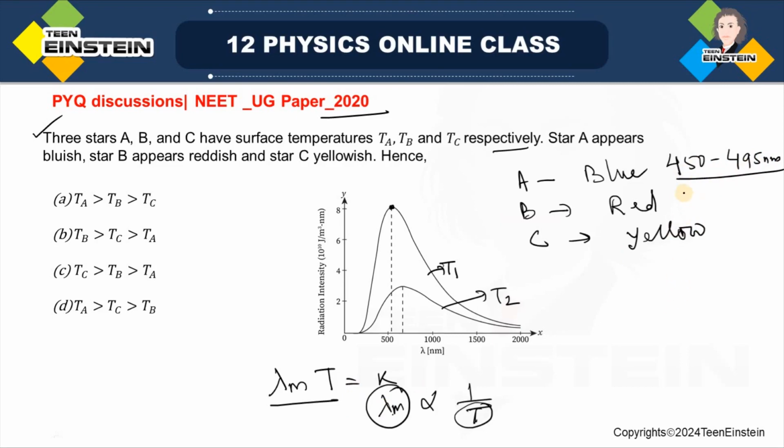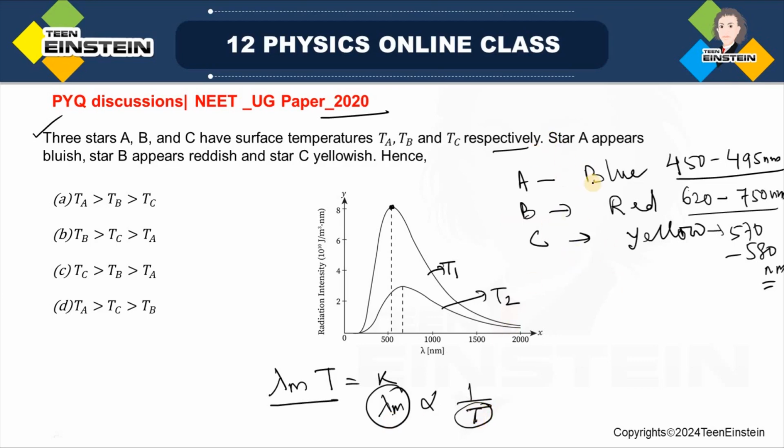And red has wavelength something like 620 nanometer to 700 or 750 nanometer, say. So the lambda m for the red color will be in between this, 600 to 700 you say, and this will be 570 to 580 nanometer. This is the range for yellow light. So if the wavelength is less, the temperature will be more, right?